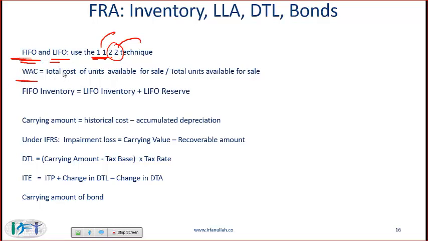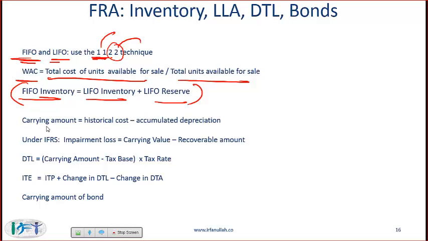Weighted average cost for a given period, you take the total cost available for sale divided by the total units available for sale. FIFO inventory is equal to LIFO inventory plus LIFO reserve. This is covered in detail at level 2, so I think probability of this showing up at level 1 is low. In fact, this is not even mentioned in the inventory reading, it's mentioned in the last reading on applications.